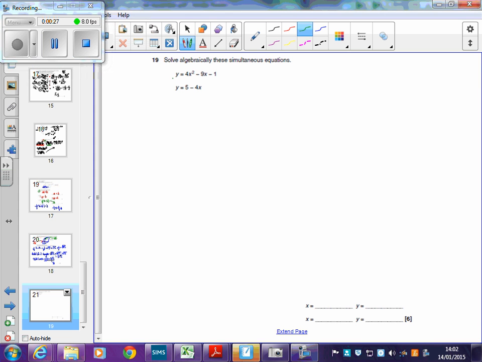Then wherever y appears in that one, you're going to replace it with what y is, so 5 minus 4x. So substituting in 5 minus 4x, I'm going to get 5 minus 4x equals 4x squared minus 9x minus 1. Okay, so I've eliminated my y's and I'm left with x's. I then need to solve this equation.